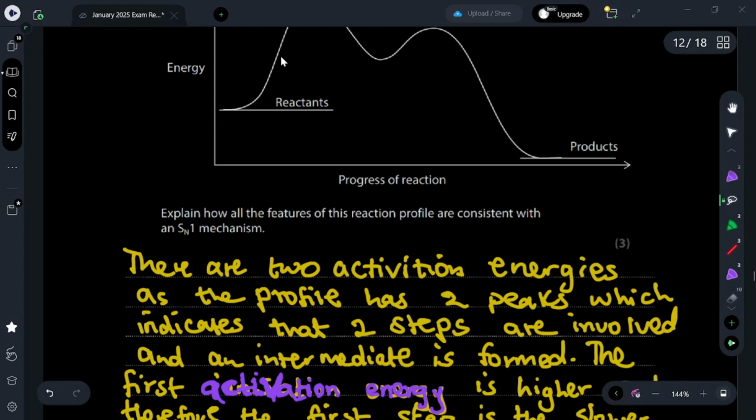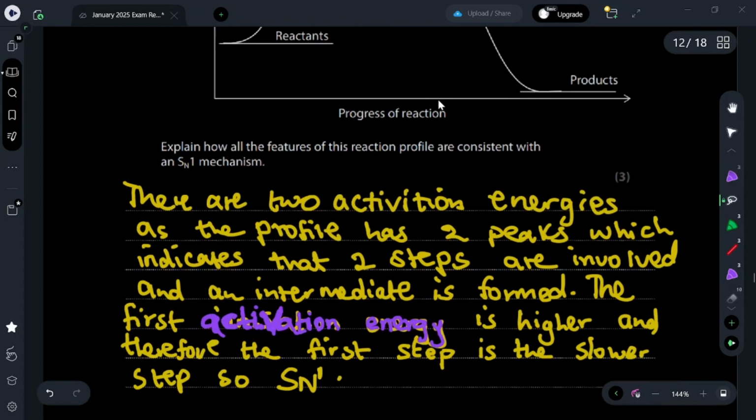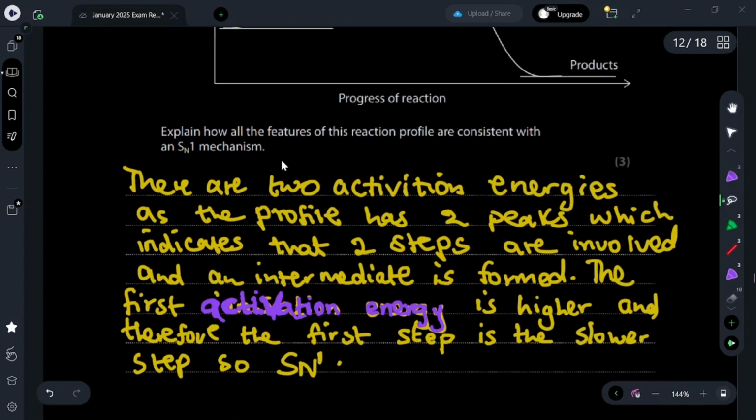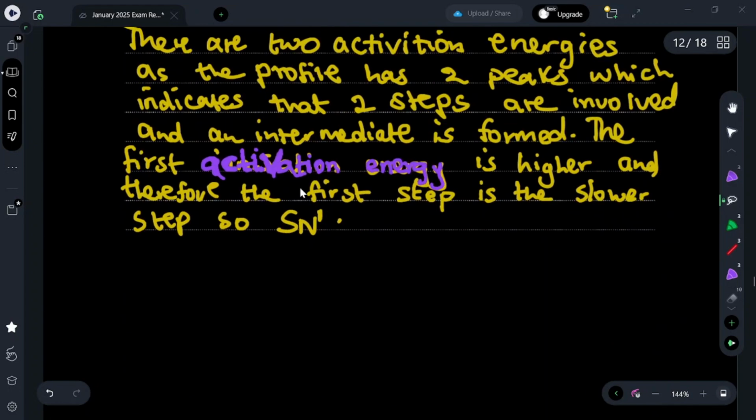So the first activation energy is this one. You can see it is higher. The first activation energy here is higher than the second one, and therefore you can see that the first step is the slower step, the rate determining step. One species is involved in the rate determining step, and that is why it is SN1.